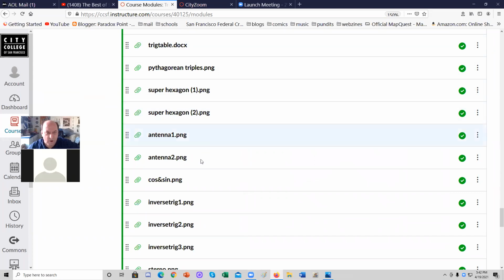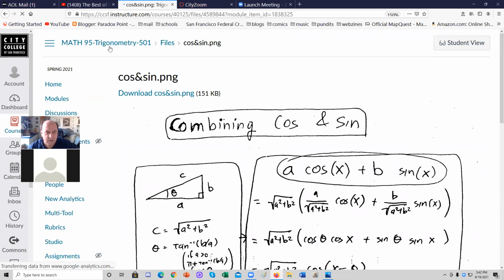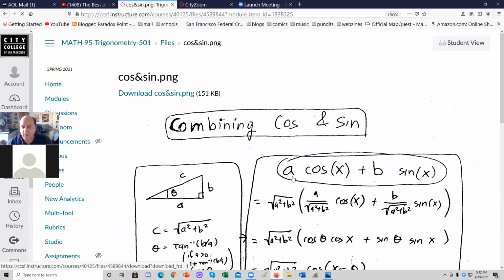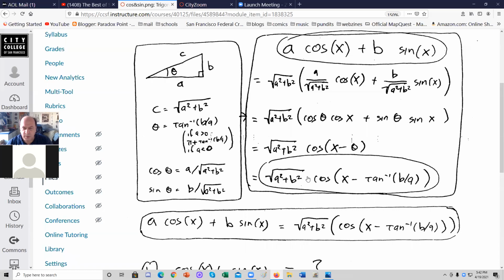Today we'll be going over cosine and sine relation, specifically combining them. We have a combination of cosine and sine. A cosine x plus b sine x will turn out to equal a constant times cosine of x minus another constant. And here's the reasoning.